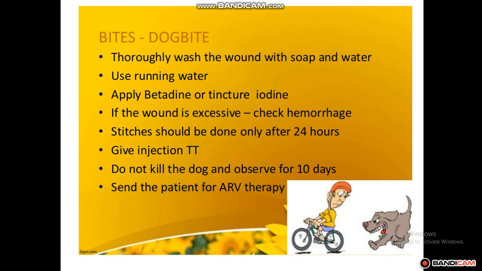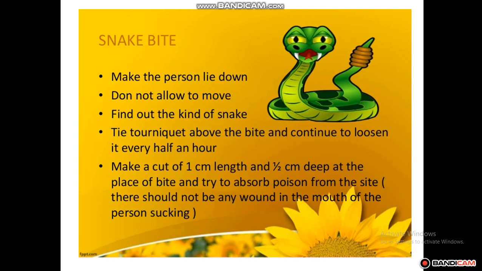Anti-rabies vaccine therapy. The rabies vaccine has to be provided for the patient, even though there is no need to wait to find out whether the animal has rabies or not. So no need to wait. Immediately the patient can be given TT and rabies vaccine to prevent further infections.